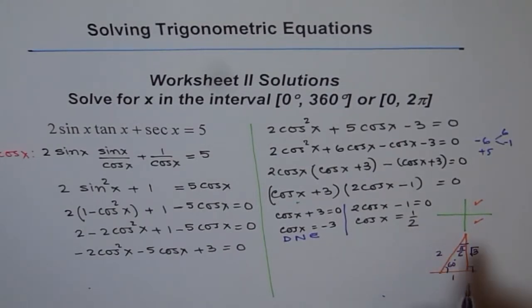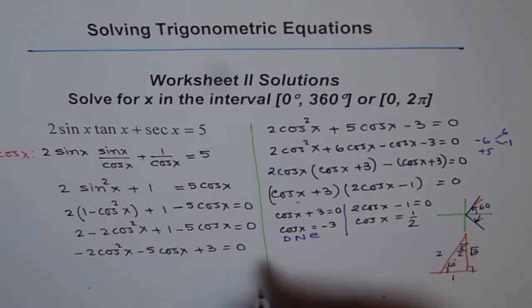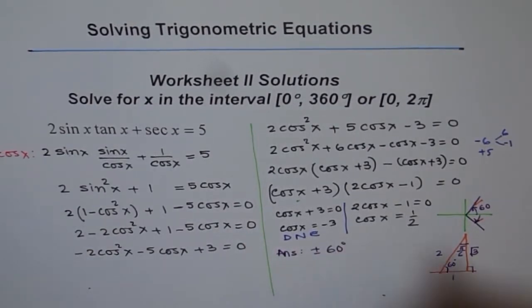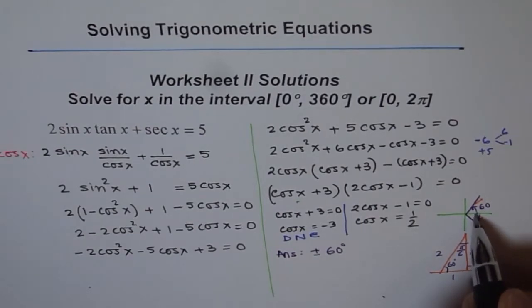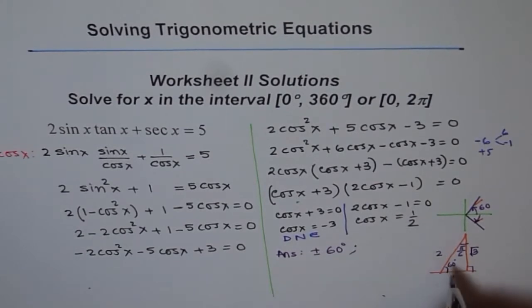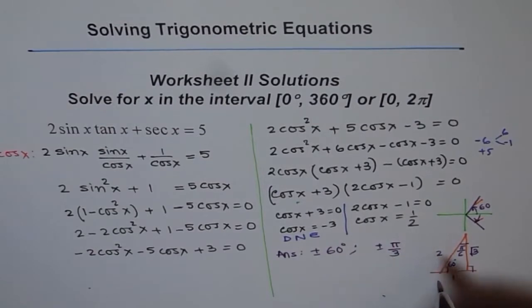Now cos is half, that means the angle is 60 degrees, right? So one of the solutions is 60 degrees, and the other is in this quadrant, you can say minus 60 degrees. So you could write the answer as plus and minus 60 degrees. When you see an angle in the counterclockwise direction, it's positive, and in the clockwise direction, it is negative. So for cos, that is a good way of writing. In radians, however, it will be plus and minus pi by 3, and pi by 3 is 60 degrees.